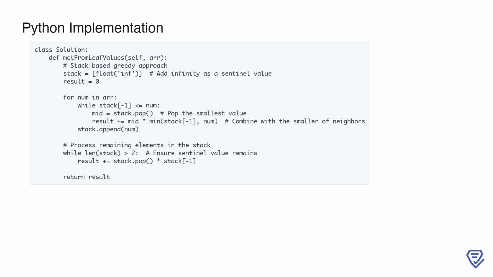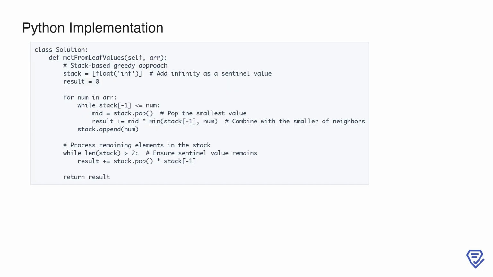The result variable is initialized to store the running total cost of the tree. We iterate through each number in the input array arr. For each number, if the top of the stack is smaller than or equal to the current number, we pop the top element, representing the smallest value.